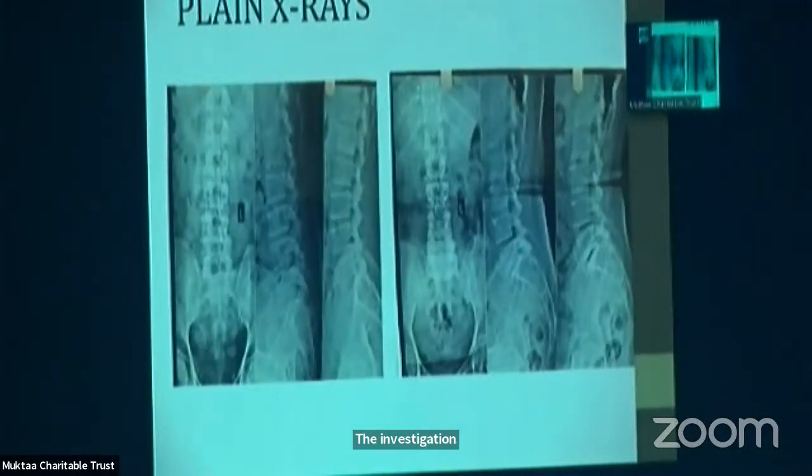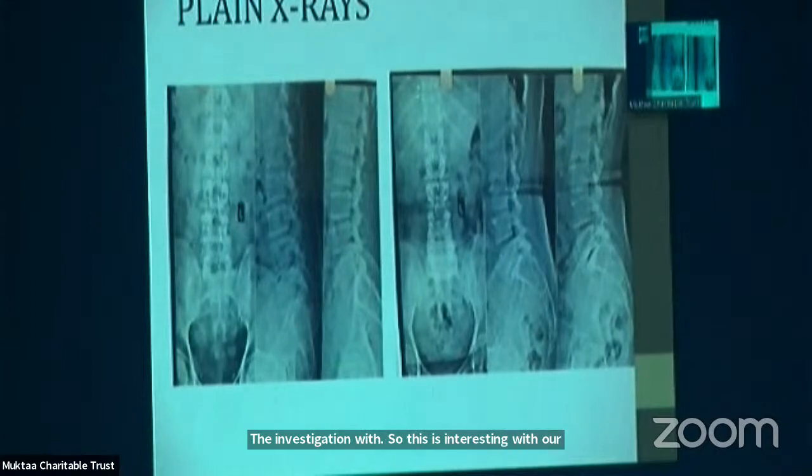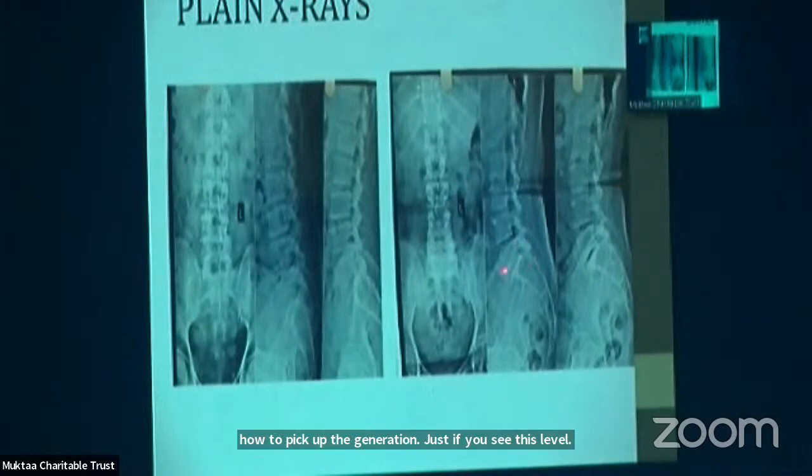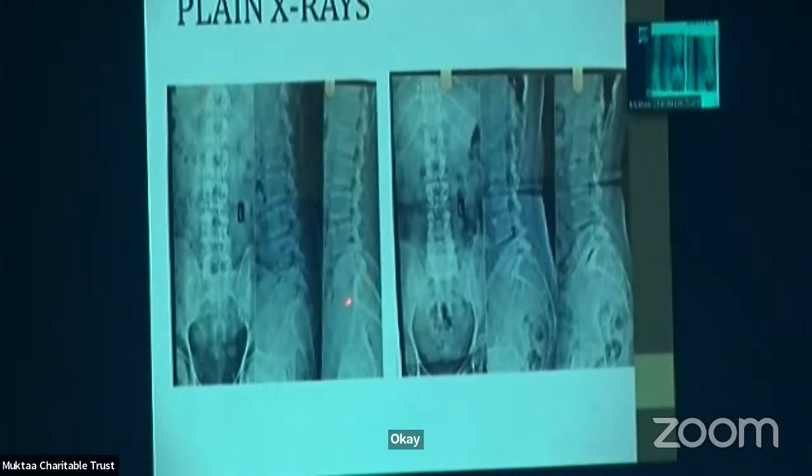Now, this is interesting. These are plain X-rays. If you see, this is the AP view. These are normal X-rays, and the left side X-ray is the normal one. How to pick up degeneration? Just see this level, it is sclerotic, the disc space is reduced, whereas this is not.